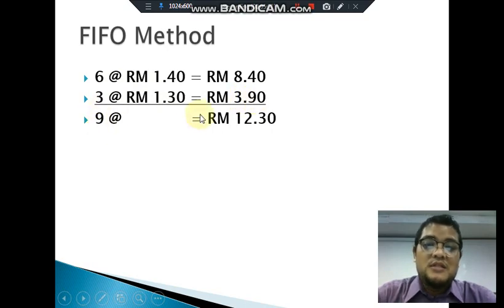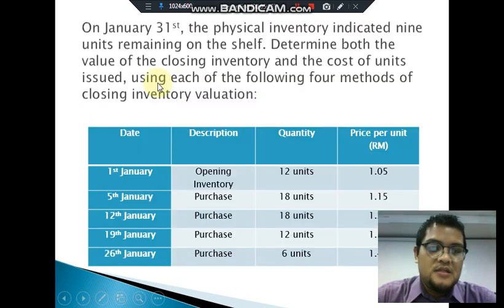Total up, the 9 on the shelf is 12 ringgit and 30 cent. Guys, I come back here. As you can see, 6 cans or 6 units I buy at 1 ringgit and 40. The 3 units to make it 9, another 3 units I buy from here at 1 ringgit and 30.